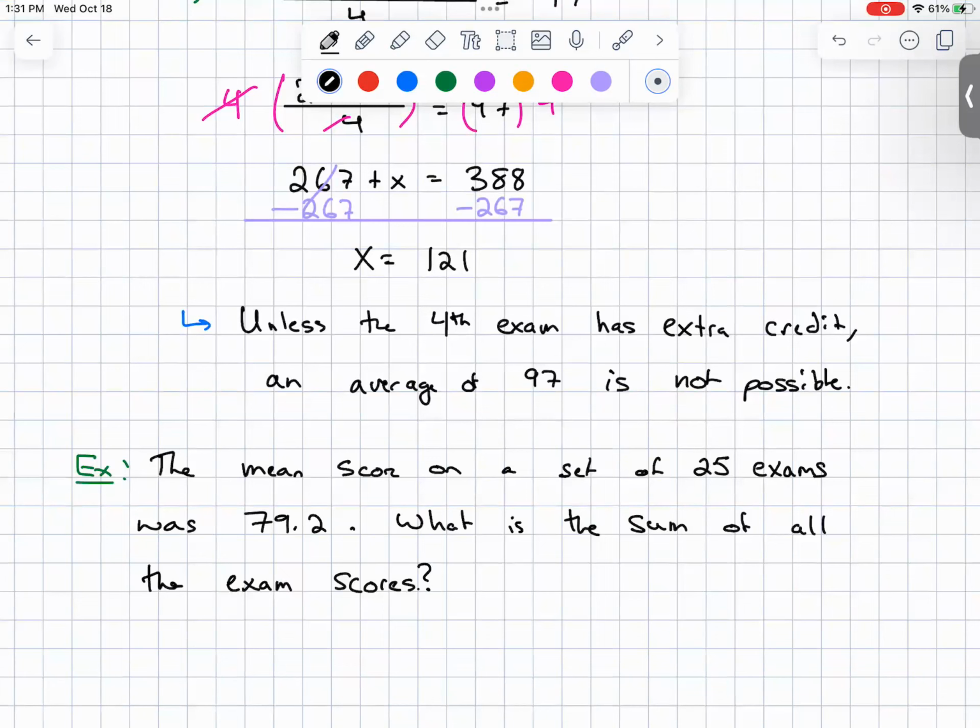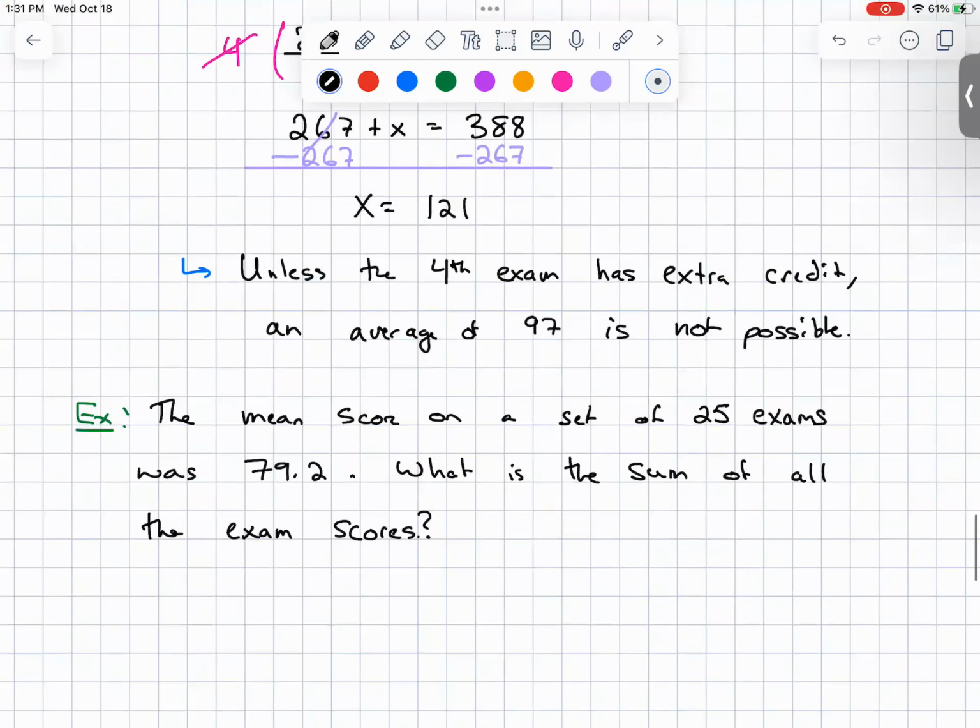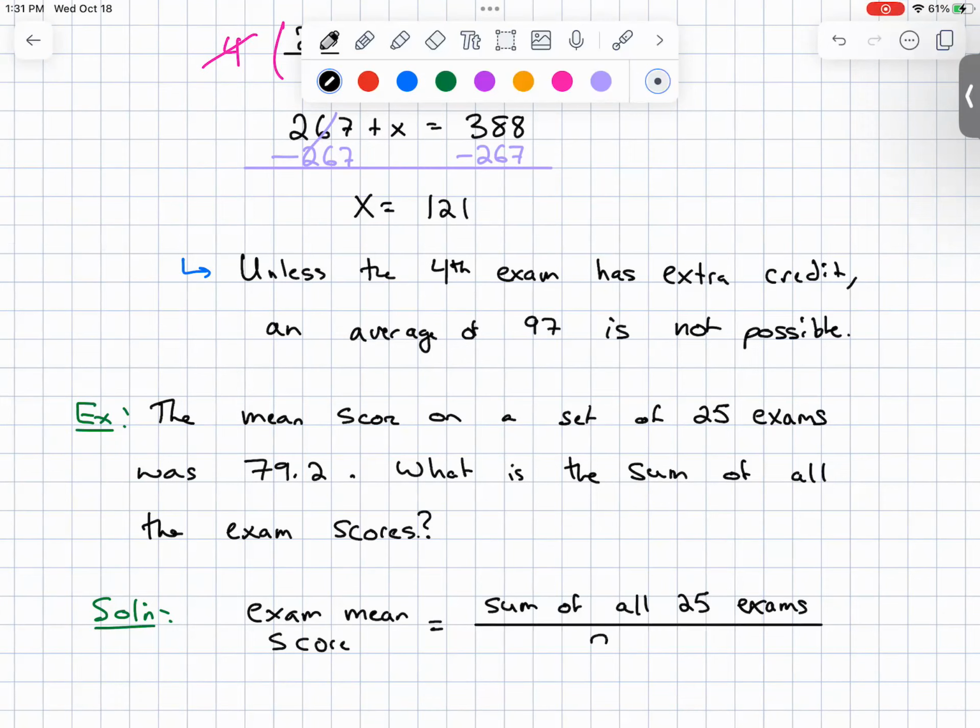So the mean score. The main thing here, the critical thinking behind it, is to understand what the mean, the average, means. So the exam mean score is equal to the sum of all 25 exams divided by 25. That's how we would find the average. We would add up all the exams, divide by 25, and that would give us the mean.